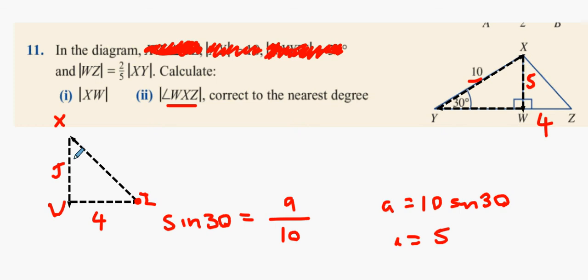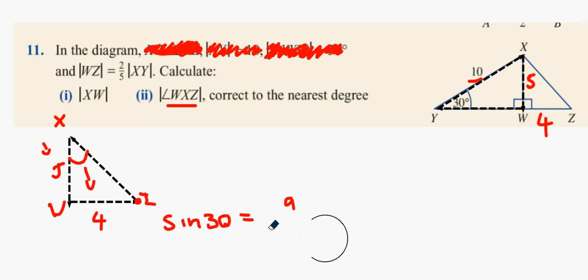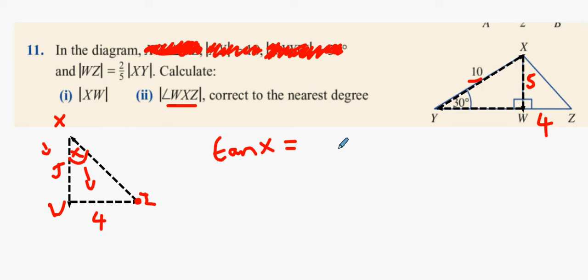It wants this angle up here. It wants that angle there. So the opposite is 4, and the adjacent is 5. So guys, if you have the opposite and the adjacent, what function are you going to use? You're going to use tan. So what's tan? Give it a letter, just call it X if you want. Tan X equals what? 4 over 5.